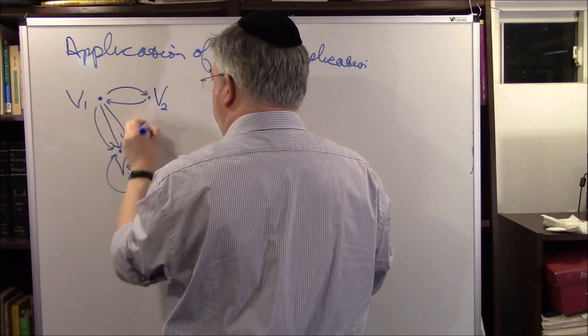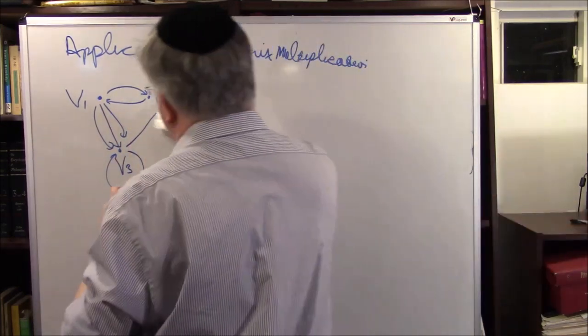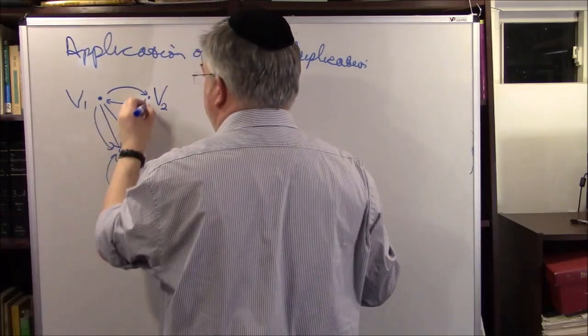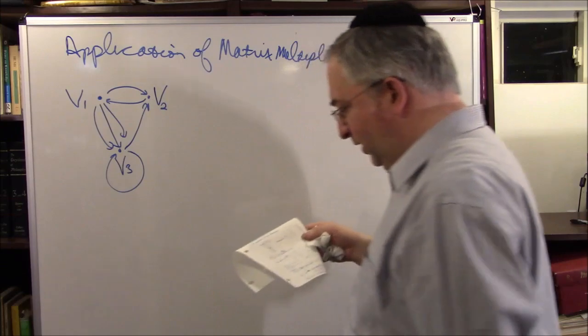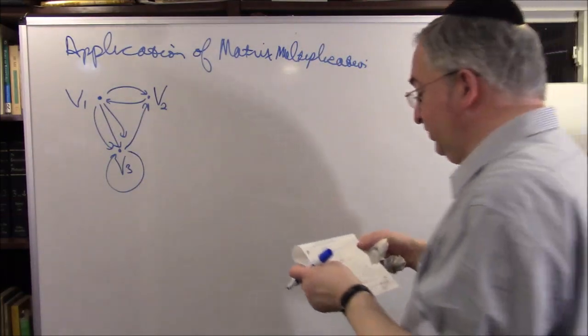This has one arrow to itself, and this has one arrow down and one arrow up. Okay, now that is a directed graph with 3 vertices.